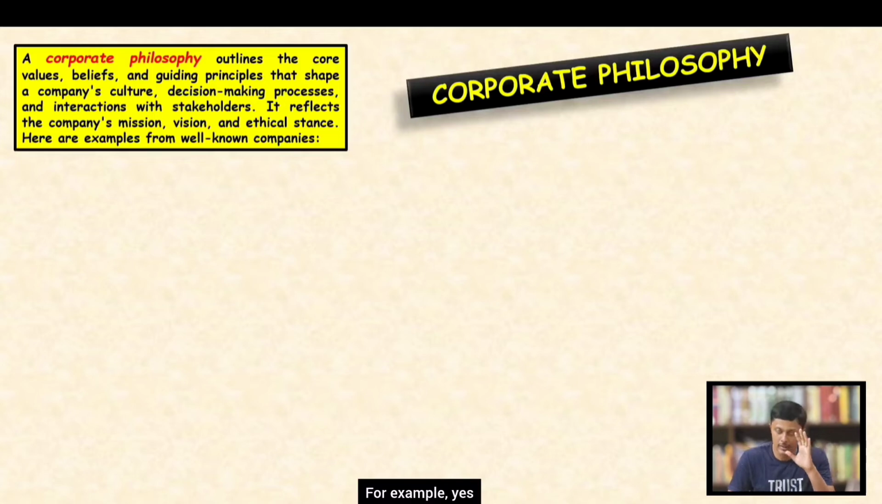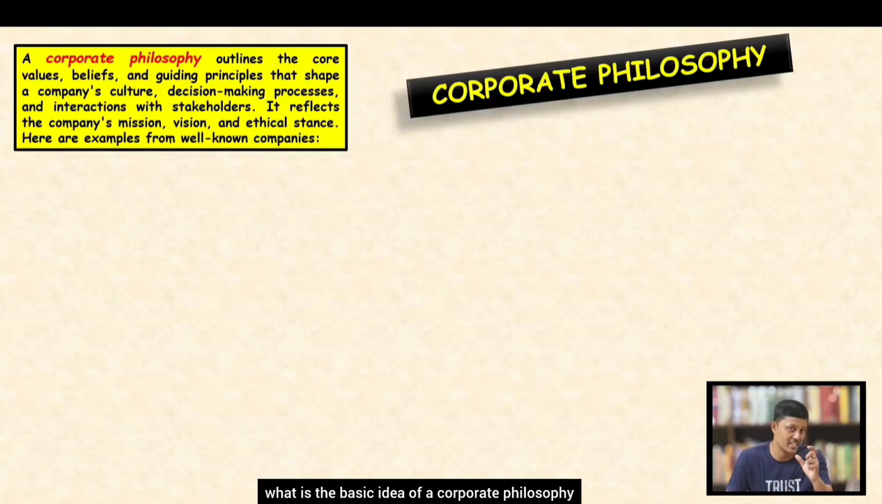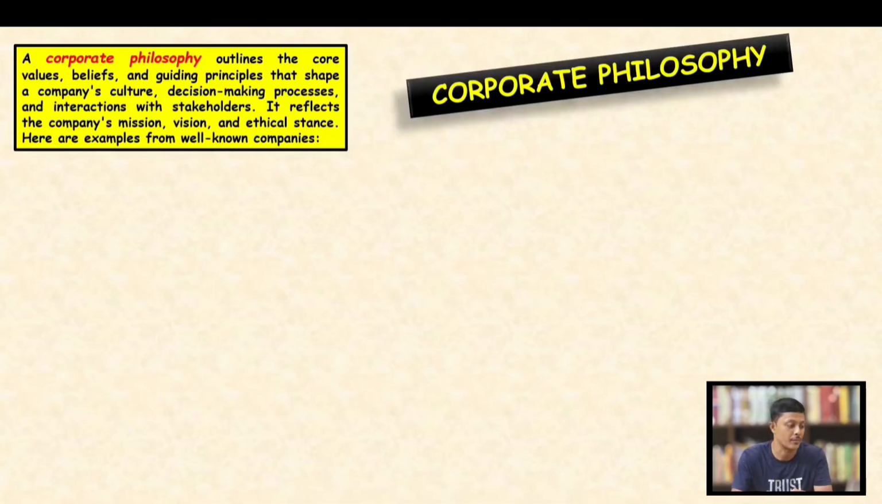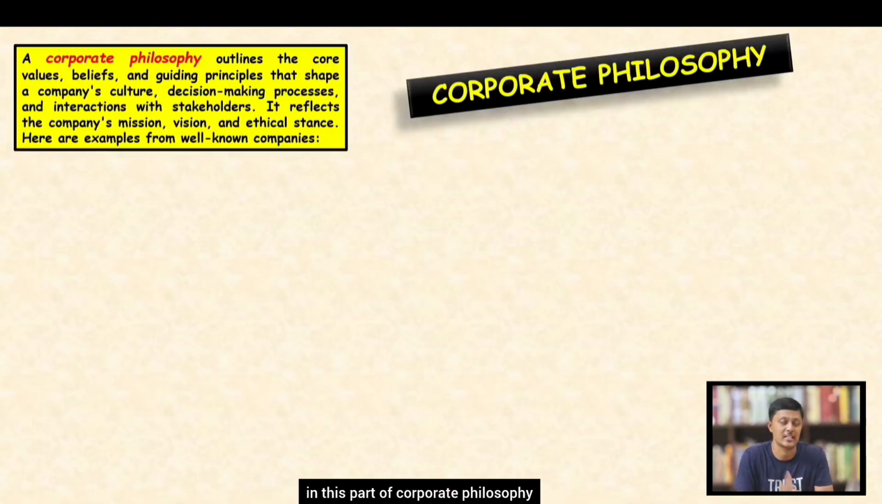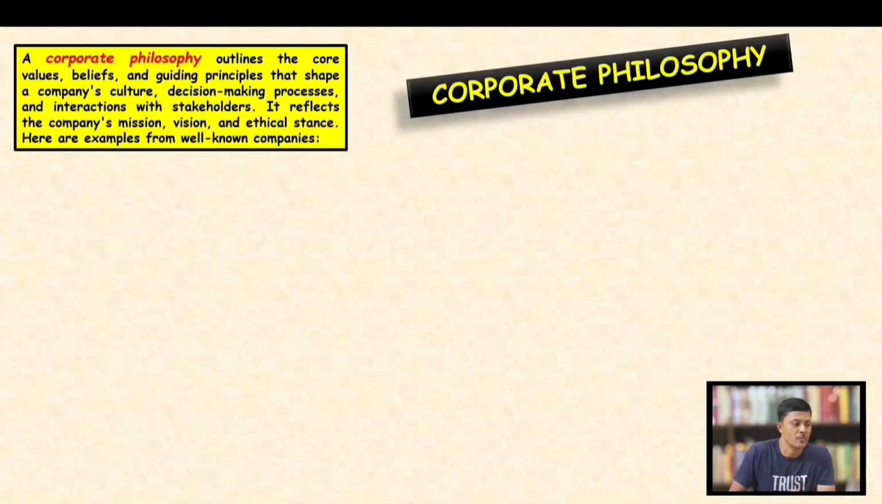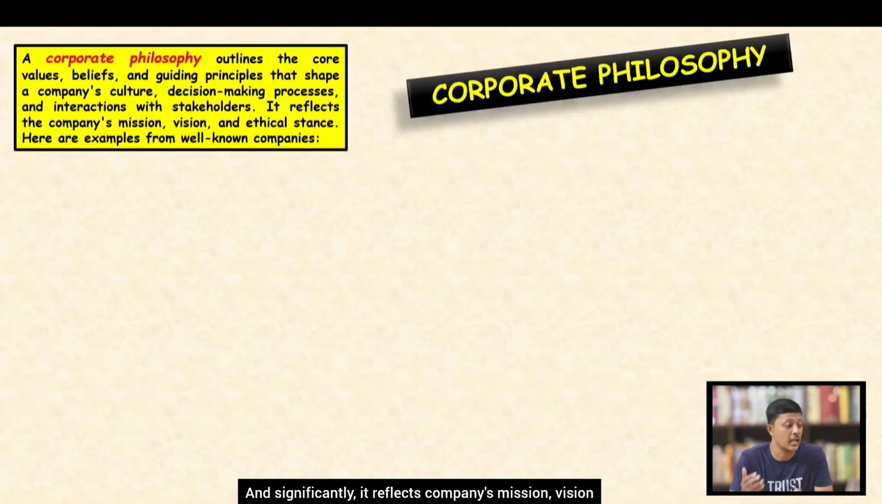For example, yes, there are examples. I'm giving you three examples specifically later on. But before that, try to understand the basic idea of a corporate philosophy. In this corporate philosophy, the stakeholders directly interact with the company. Moreover, it shapes the company's culture. The decision making processes are also discussed in this part of corporate philosophy. And significantly, it reflects the company's mission, vision, and ethical stance.